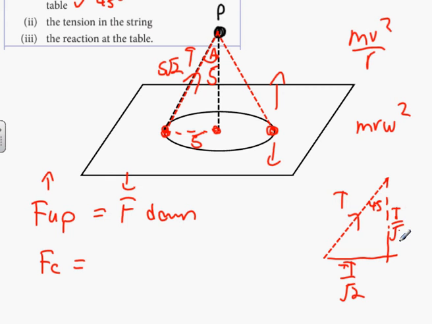Now, what directions are they going in? Up and across. Now, it's only going right because of this side of the motion. When I'm over here, it's going to be going to the left, always towards the center of the circle. Okay, so let's start off with forces up equals forces down.